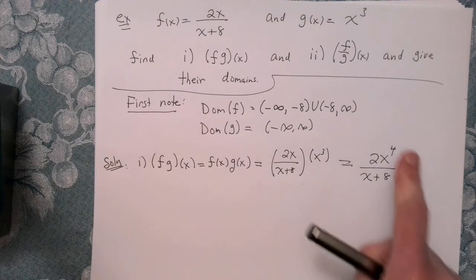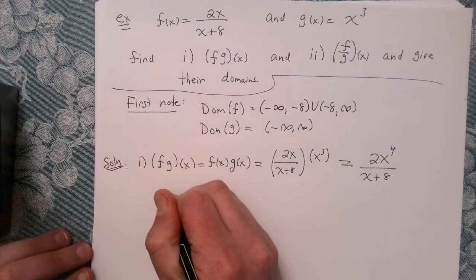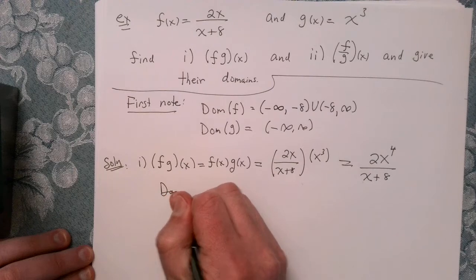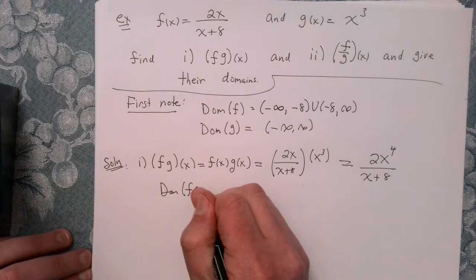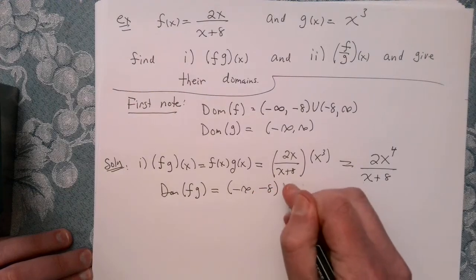And so what's our domain here? It looks like all real numbers except for minus 8. So the domain of our product function is exactly this.